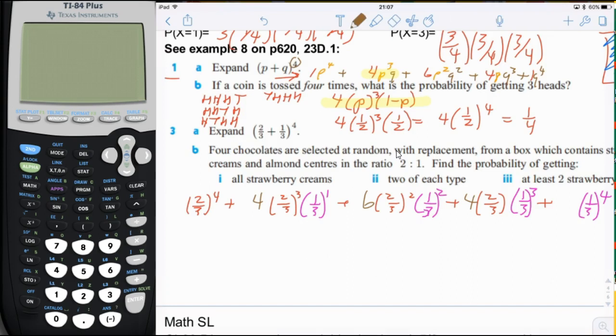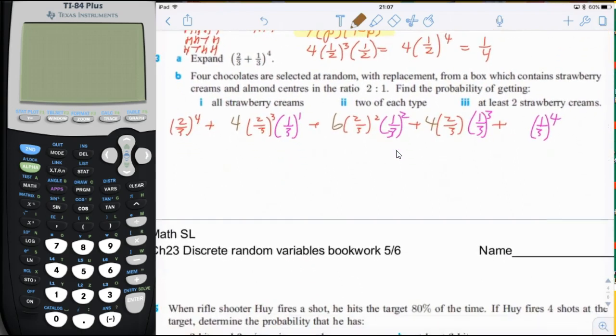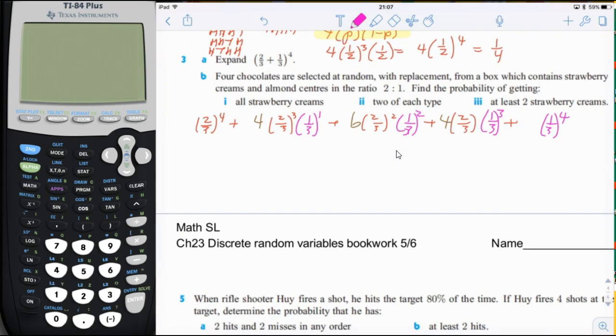Then part B, it says, 4 chocolates are selected at random with replacement from a box which contains strawberry cream and almond centers in the ratio 2:1. Find the probability of getting all strawberry creams. Let's see, the probability of getting a strawberry cream, 2:1, you could say would be a probability of 2/3, right? 2:1 is actually 2/3 to 1/3. So the probability of success is P equal to 2/3.